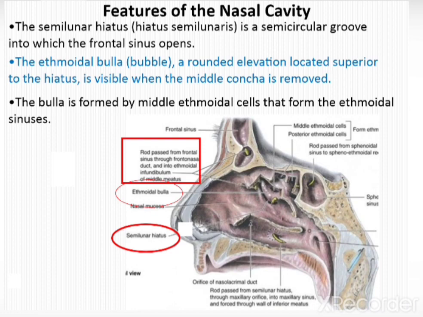Hiatus semilunaris, or the semilunar hiatus, is a semicircular groove. This is the hiatus semilunaris. It is a semicircular groove into which the frontal sinus opens. The ethmoidal bulla is a rounded elevation located superior to the hiatus, and it is visible when the middle concha is removed. The bulla is formed by middle ethmoidal cells that form the ethmoidal sinuses.